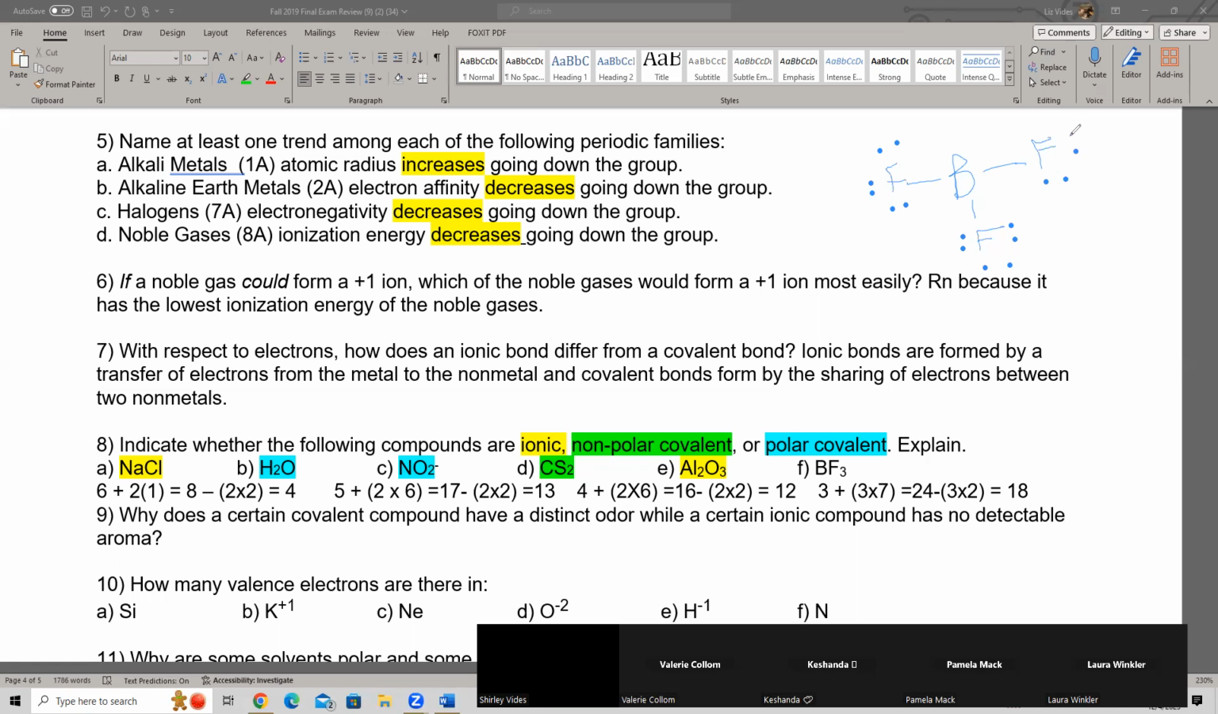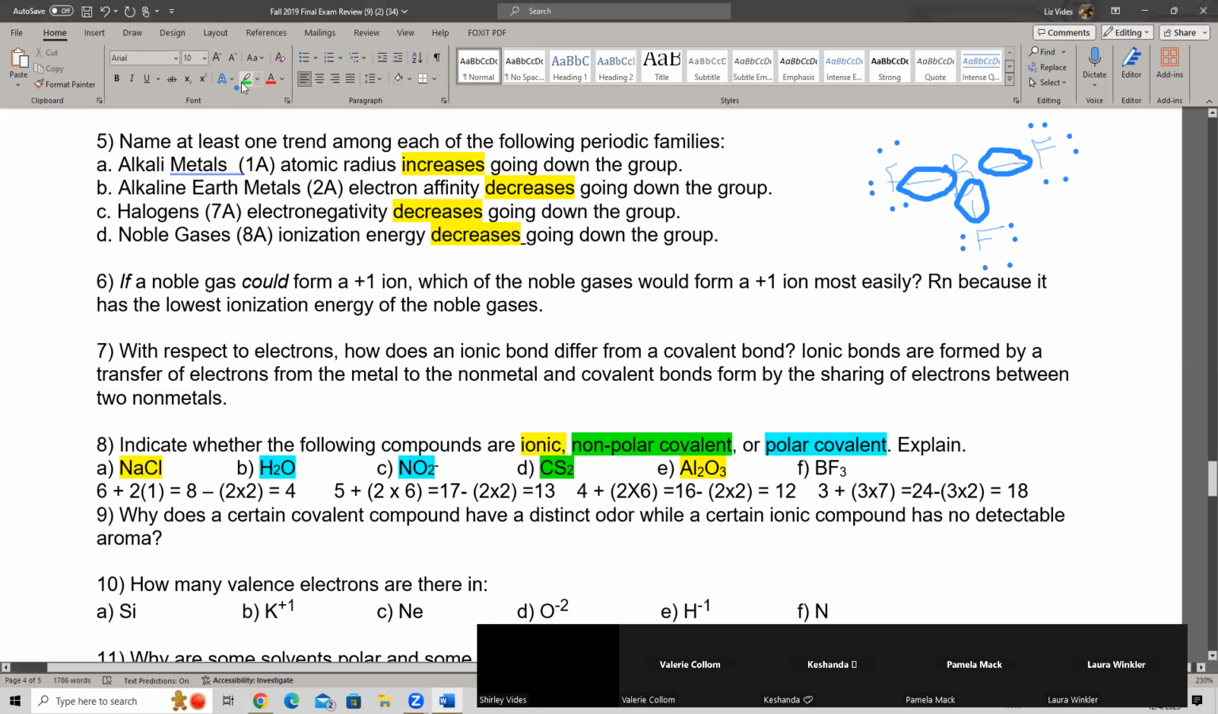Oh, 6. I see now. 6, because you've got 2, 4, 6, right? So we're good. So that's another nonpolar covalent. You see that? Because it has no lone pairs about the central atom. So there's our little nonpolar, which is green. And there you go. That's how you know.